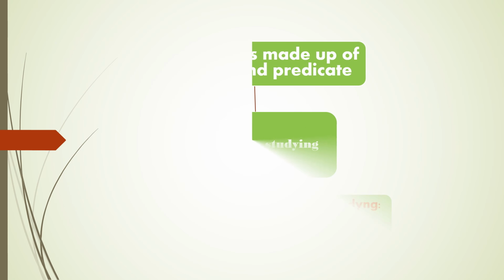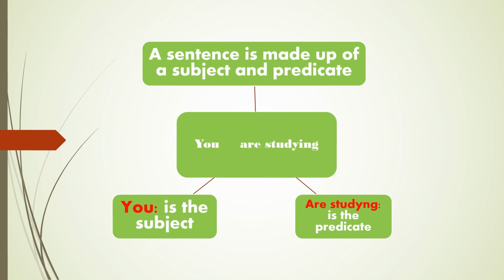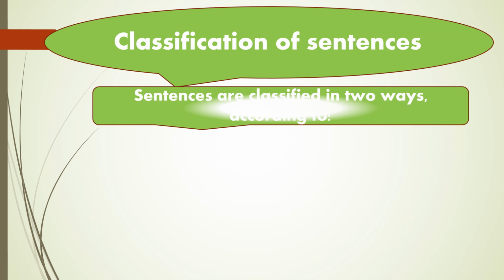Also, a sentence is made up of a subject and a predicate. What do subject and predicate mean? Here you have an example. You are studying. So this is the sentence. You are studying is a sentence. So you represents the subject and are studying represents the predicate. Now we move to the classification of sentences.